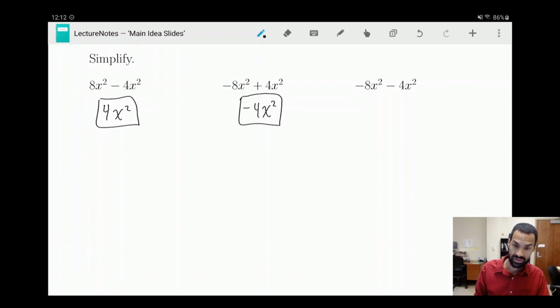Okay? Negative 8x squared minus 4x squared. Okay, I have two negatives now, right? Negative and negative, add them together, keep their sign. So negative 8 minus 4 is negative 12. So my simplified version is negative 12x squared. Okay, so notice they're basically just simplified versions of before, and it's just the same sign rules as before.